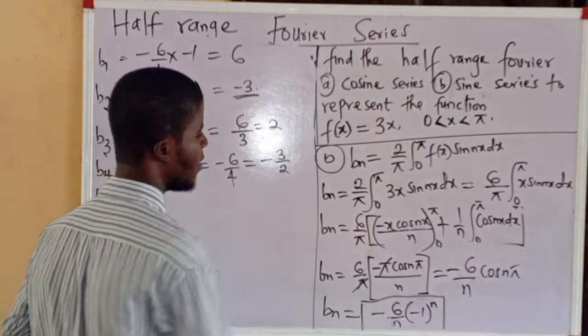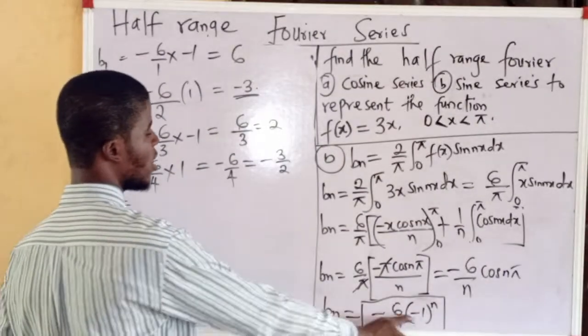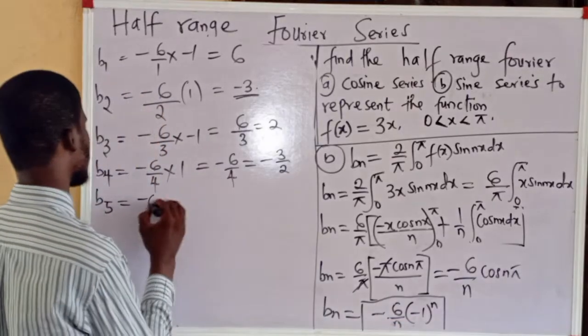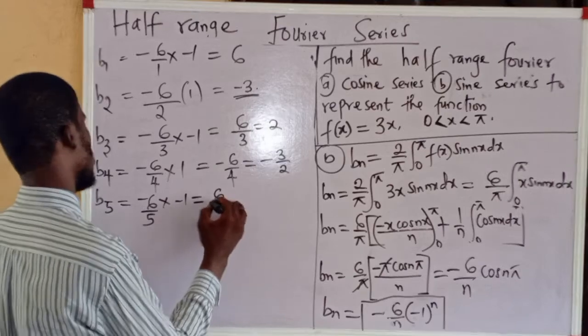Minus 1 raised to the power 5 is minus 1. Okay, so we have minus 6 times minus 1 over 5, which is equal to 6 all over 5.